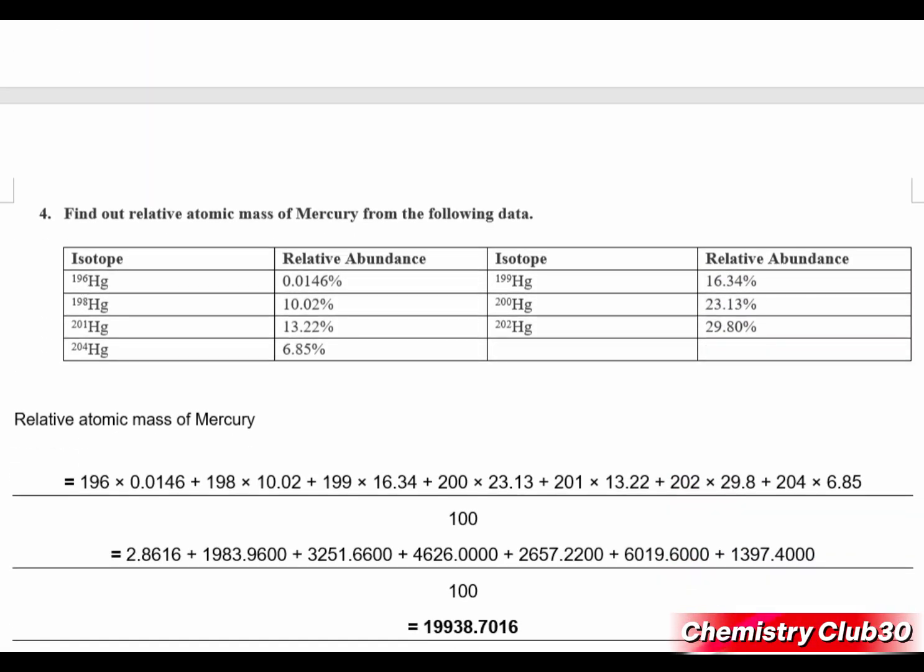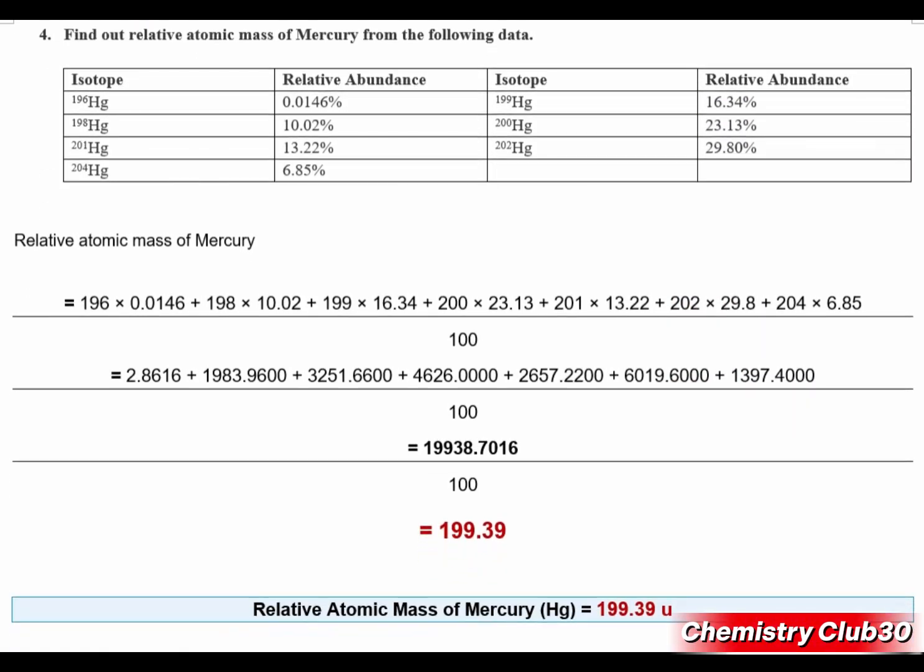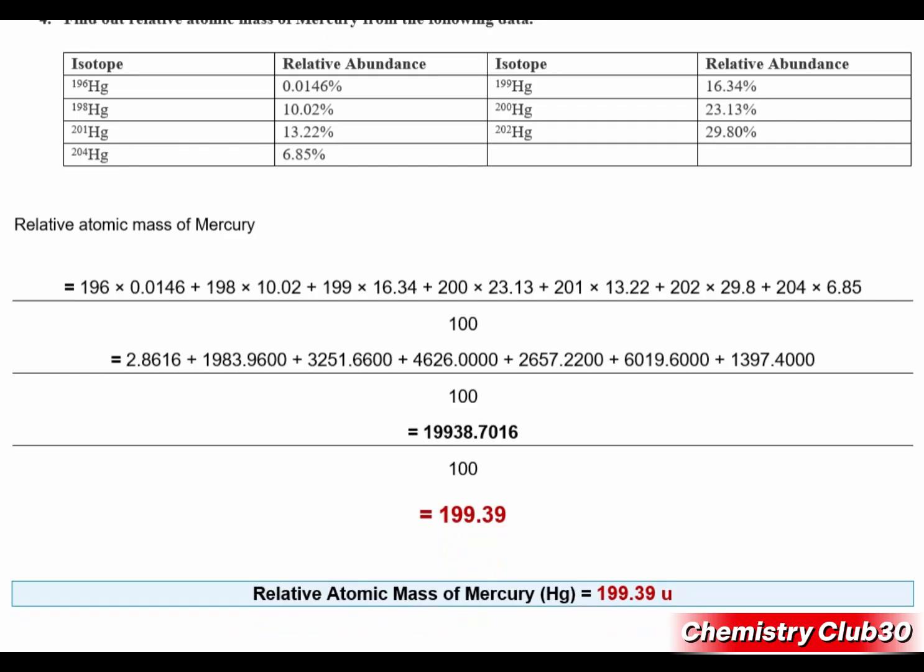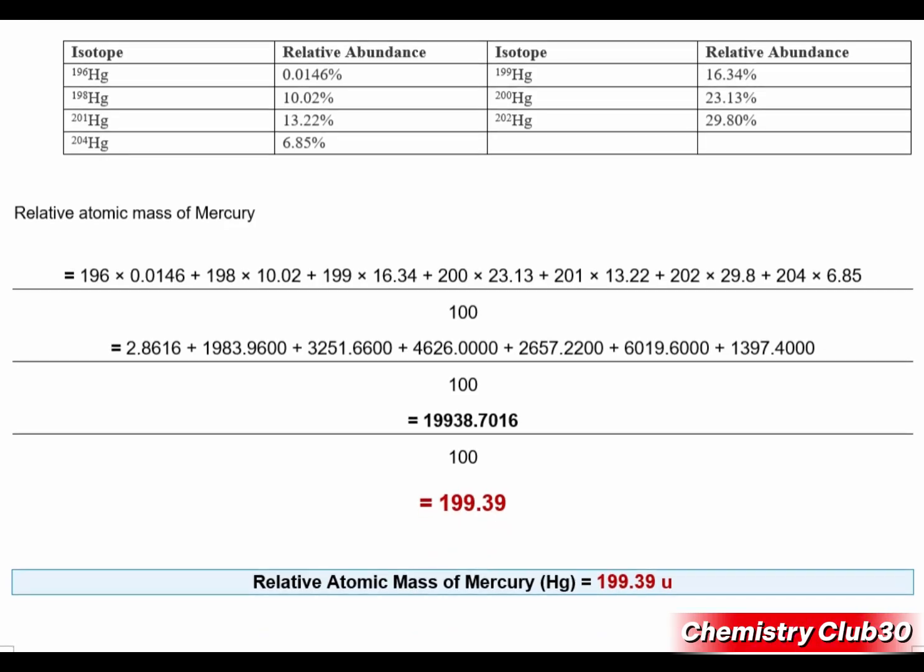Question number 4. Find the relative atomic mass of mercury from the given data. So according to the book method that is used in your textbook, relative atomic mass of mercury can be calculated by using the isotope mass and relative abundance.